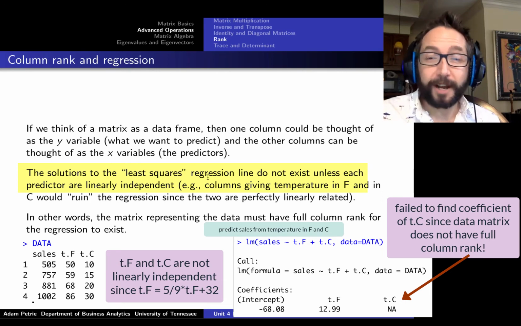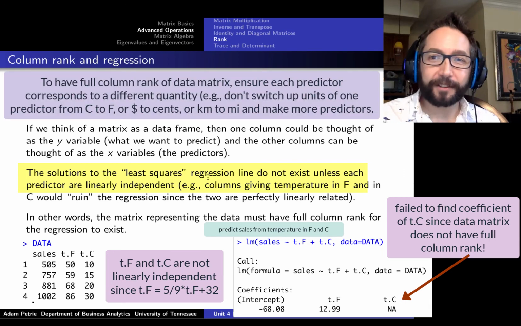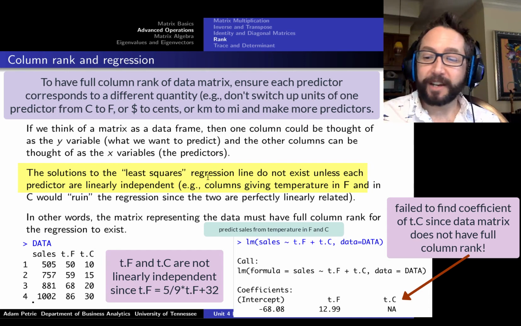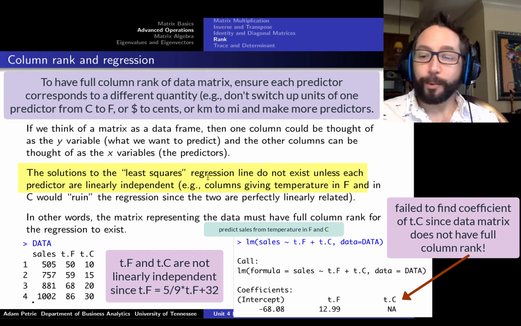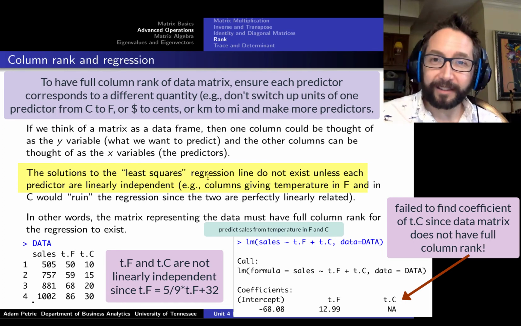So in order for us to come up with a solution to that regression, we just need to make sure that none of those columns are redundant. We can't just get the values in a column by taking weighted sums of the other columns. So in other words, if I was predicting sales of a product, say from the temperature outside, I wouldn't want to have two columns, one for Celsius and one for Fahrenheit. Fahrenheit and Celsius are related by just a linear transformation. That's going to cause my least squares regression to fail. I need to ensure that my column rank is equal to the number of columns that I have in the data.